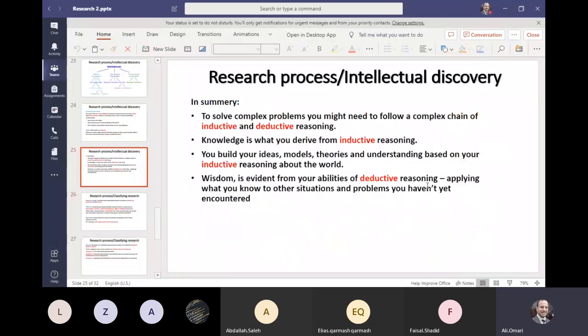Just want to summarize what is being said. To solve a problem, you might need to follow a complex chain of inductive and deductive reasoning. Knowledge is what you derive from inductive reasoning. You build an idea, meaning you give your reasoning from your own thinking, your own opinion based on your understanding. That's inductive. You build an idea, model, theory, and understanding based on your inductive reasoning.